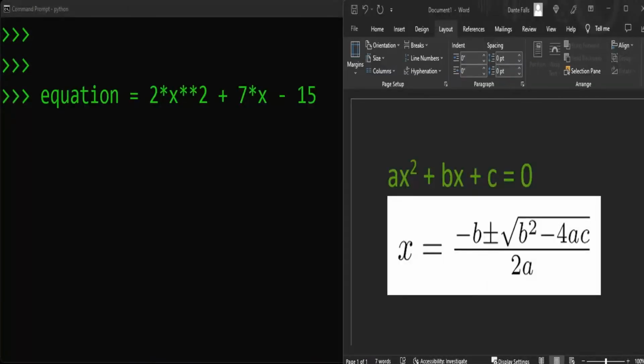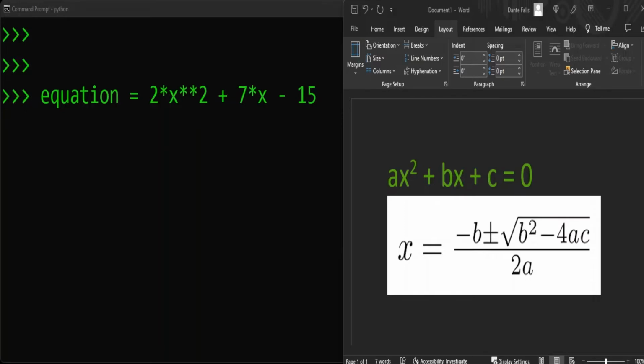So I have this generic quadratic equation up here: ax squared plus bx plus c is equal to 0. And this is the actual solution for a quadratic equation, otherwise known as the quadratic formula. x is equal to negative b plus or minus the square root of b squared minus 4ac, all that over 2 times a. All right, we need this information to solve this equation.